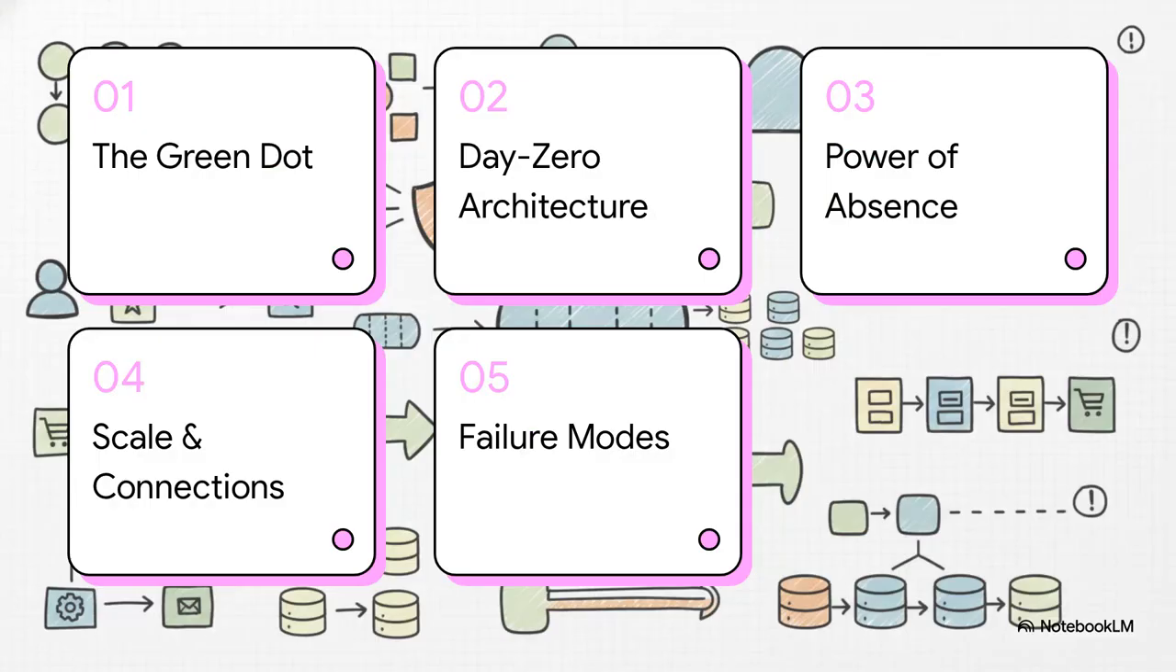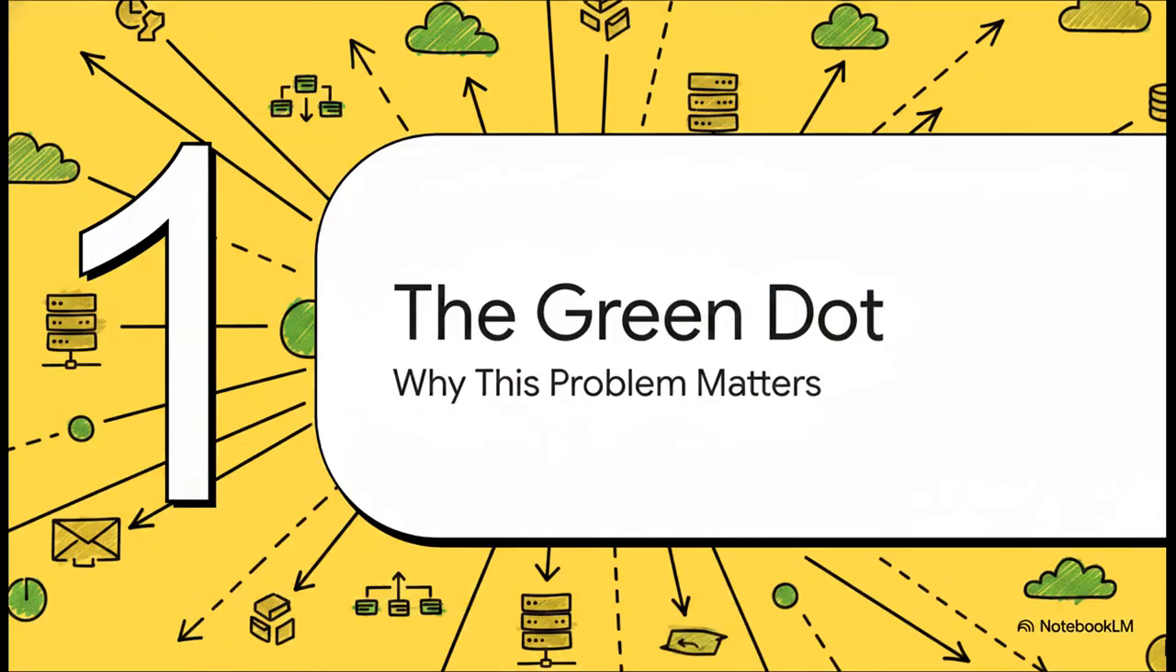So here's our game plan for today's explainer. We'll start by looking at why this dot is so deceptive, sketch out a day zero architecture, dive into the power of absence, figure out how to scale our storage, and finally, look at exactly how this whole thing might crash and burn. All right, let's jump right into our first topic.